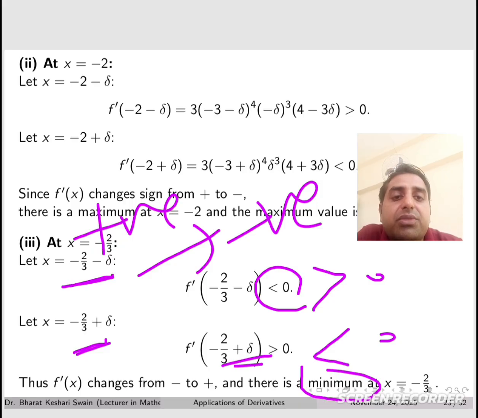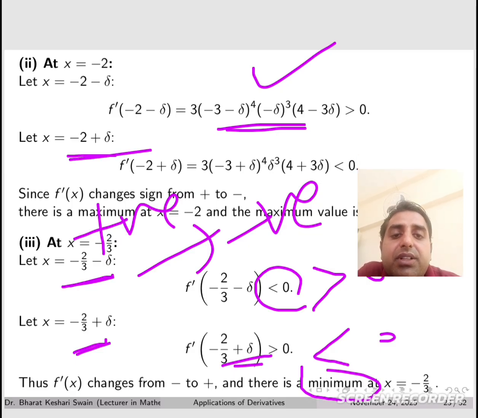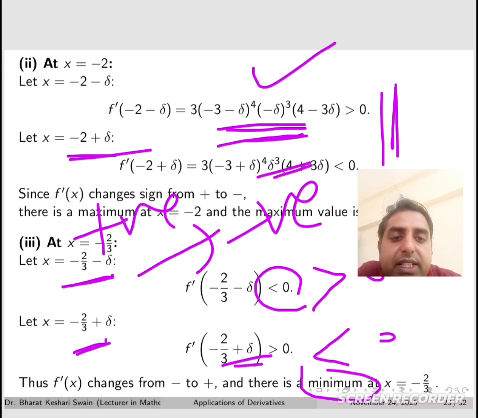Just do it yourself, just see how your sign changes. Just solve for this, whether these are correct or not. I think I have some mistakes, so just solve for this. Put minus 2 minus delta, then put minus 2 plus delta. Just see whether it is positive or negative, and if it is positive to negative, then it will be maximum. If it is negative to positive, it will be minimum. Just check yourself.